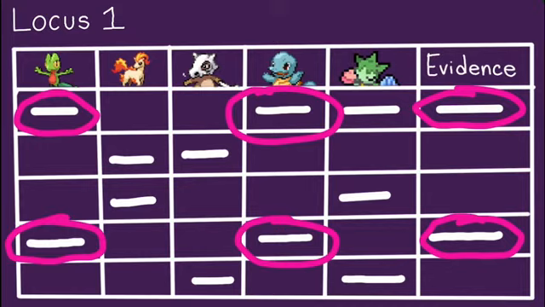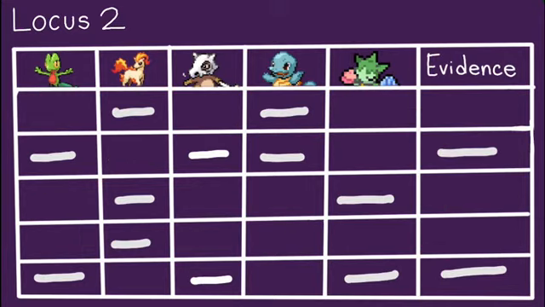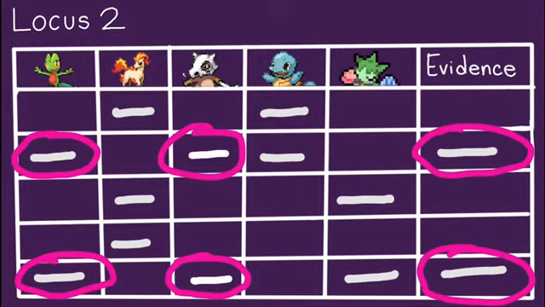Now let's take a look at Locus 2 and see if we can pinpoint who the real suspect is. Here's Locus 2. Do you see any matches here with the evidence? At this locus, Cubone and Trico both match the DNA evidence.